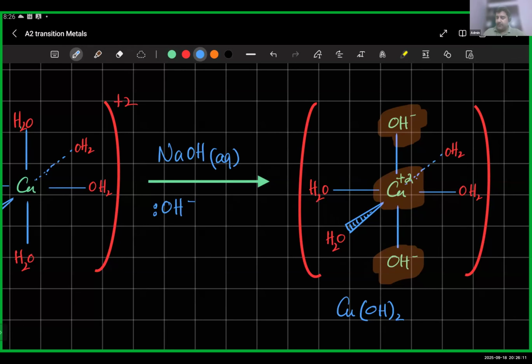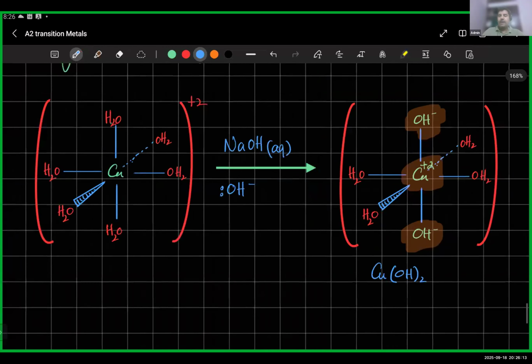And that's going to form a solid crystal. So the water ligands that were sticking to the copper +2 would no longer be sticking to it once the OH ions are there, because the whole thing will now become neutral and there would be nothing attracting the water molecule. So Cu(OH)2, a pale blue precipitate, is formed.